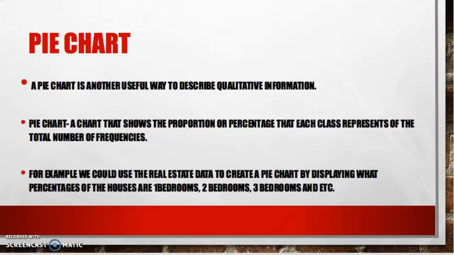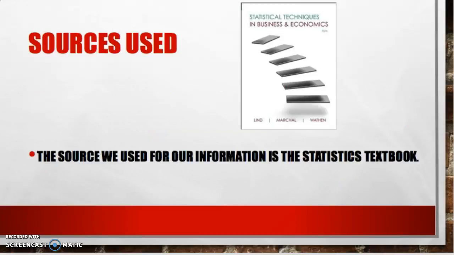So with that being said, the number of 4 bedroom houses may be 60% of the data that we have. The number of 3 bedroom houses may be 30%, and the number of 2 bedroom and 1 bedrooms may combine for another 10%. The source I used for my information is the statistics textbook.